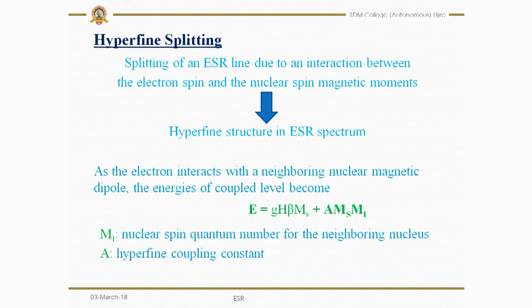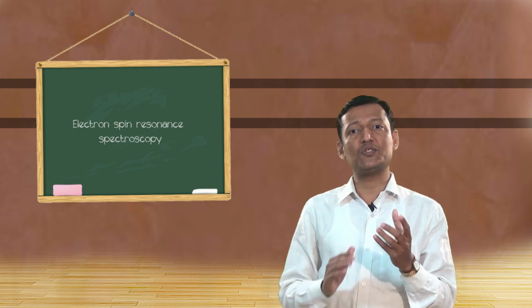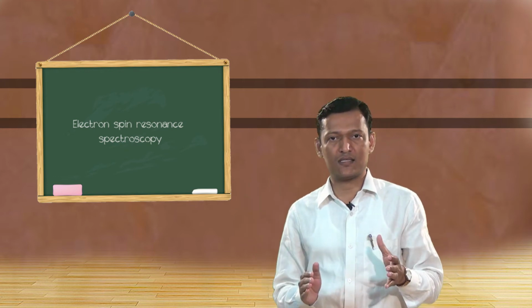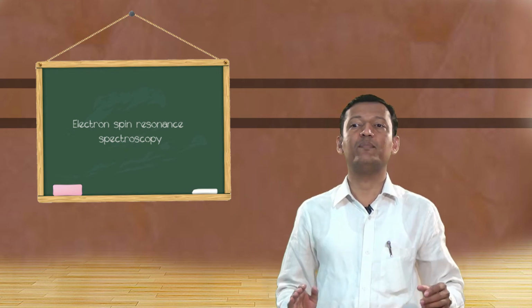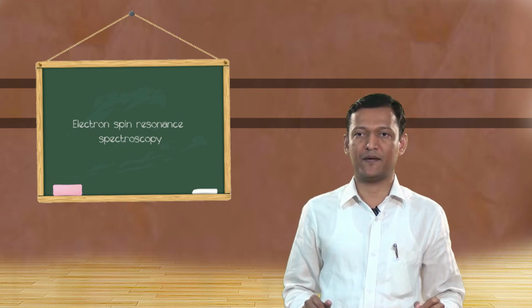So what is this hyperfine splitting? The single line that we observe in case of ESR will be split due to the interaction between the electron spin and nuclear magnetic moments. Because of these interactions, the ESR signal splits. So we are going to find many lines in the ESR spectrum, and we call it a hyperfine structure, and this phenomenon is known as hyperfine splitting.